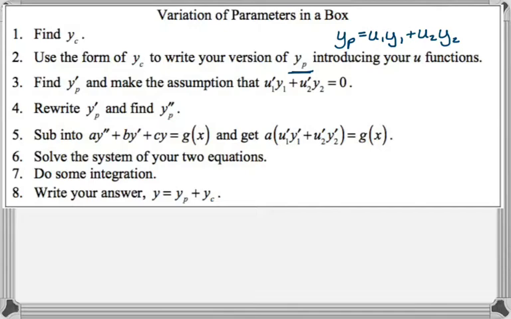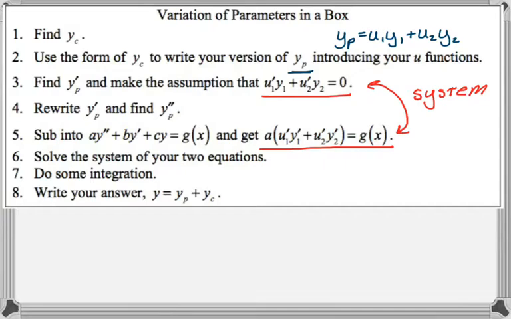Then we're going to rewrite y prime and use that to find y double prime, and you'll see what happens there. We're going to take those and substitute into the differential equation, and then ultimately solve that and end up with this other equation: a times u1 prime y1 prime plus u2 prime y2 prime equals g of x. So we actually get two equations. We make a system out of those, and then we solve the system.